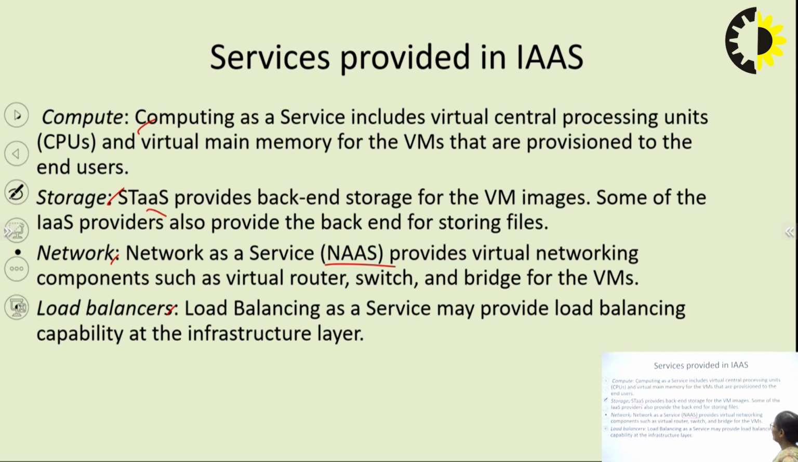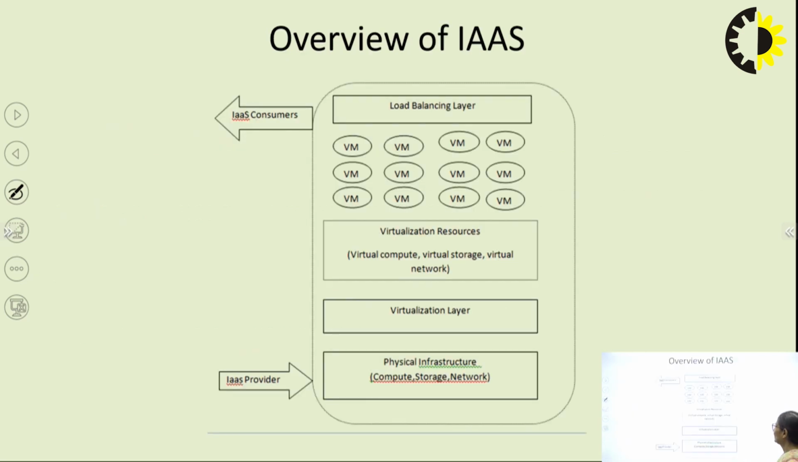In the case of IaaS, it provides virtual networking components, for example, your virtual router, switch, bridges, etc. Then the load balancers are basically responsible for providing load balancing capability at the infrastructure layer, because we need balancing the load at all these components. So, there is another separate service which is provided by the IaaS.